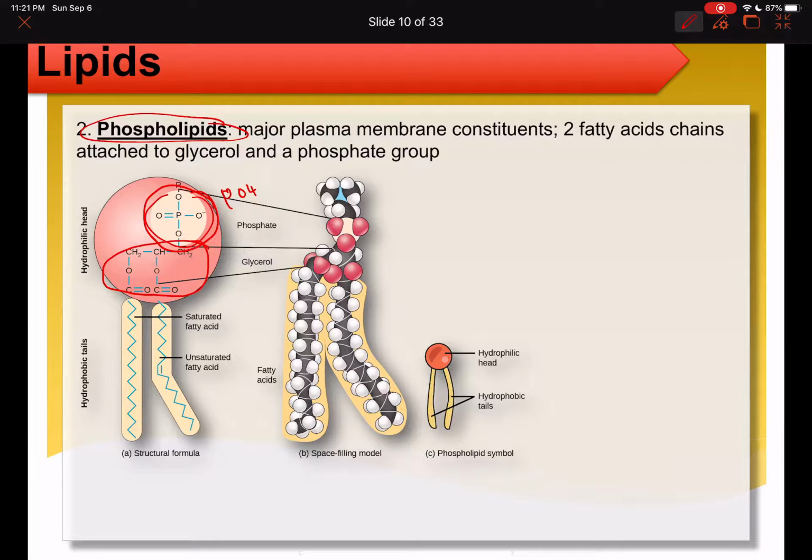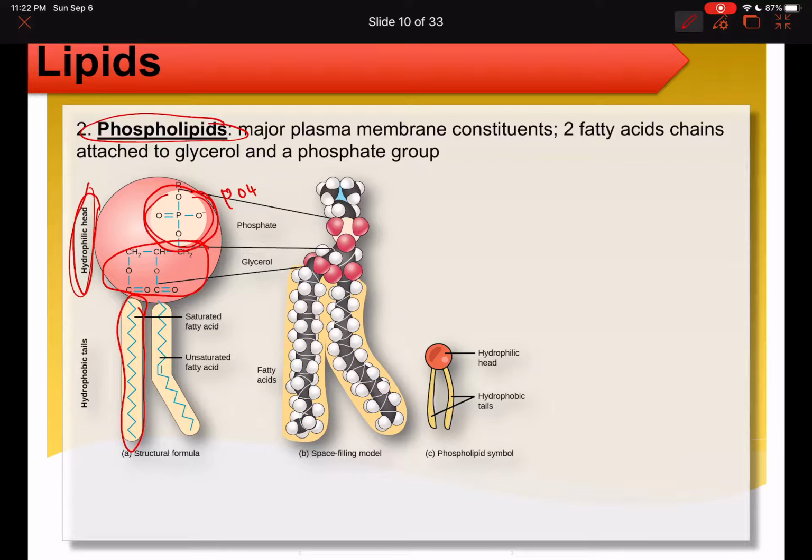Okay, hydrophilic head. What we mean when we talk about the difference between hydrophilic and hydrophobic: hydrophilic means it tends to like water, whereas hydrophobic, it doesn't like water. So phosphate group and glycerol is what makes this particular part of the molecule like water. That's why it's called a hydrophilic head. And then at the bottom of this molecule, we have two fatty acids. One is a saturated fatty acid.